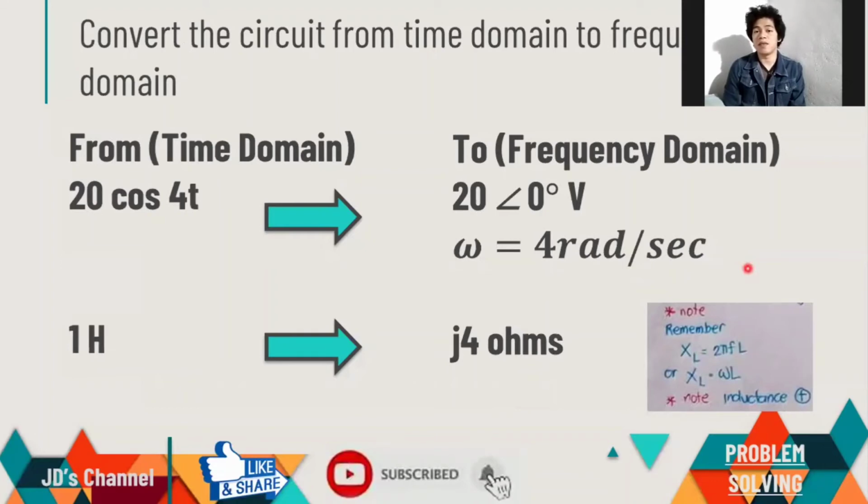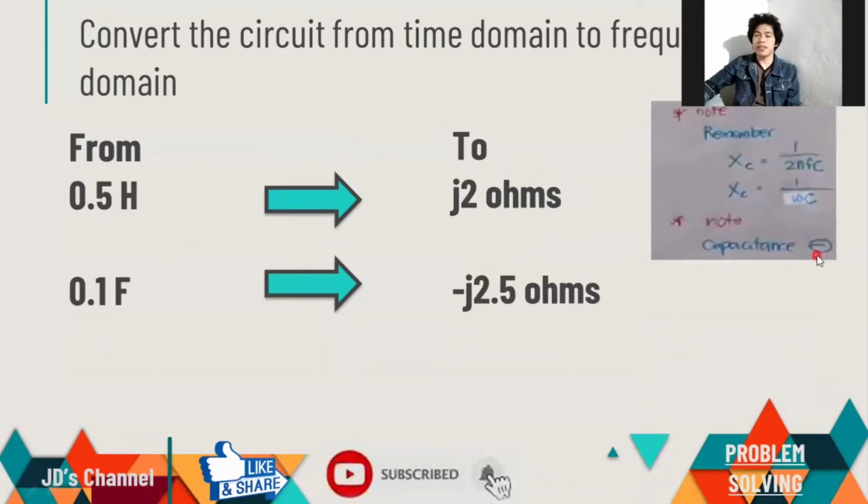So from 20 cosine 4t, na-convert siya, given na yung ating omega is 4 rad per second. So we have 20 angle 0 degrees volts, yung ating supply, and then yung ating 1 Henry, convert to the frequency domain, is equal to j4 ohms. So saan galing yung j4 ohms? As we can remember, class, we have XL equals 2 pi fL, where also pwede din yung ating omega L. And take note, it is positive because it is inductance, okay? So, let's continue.